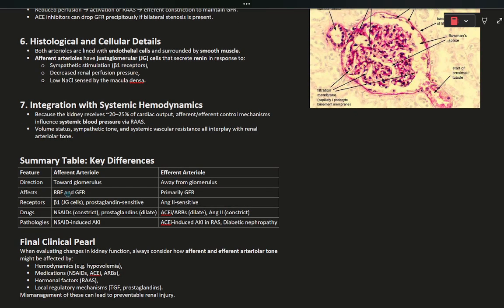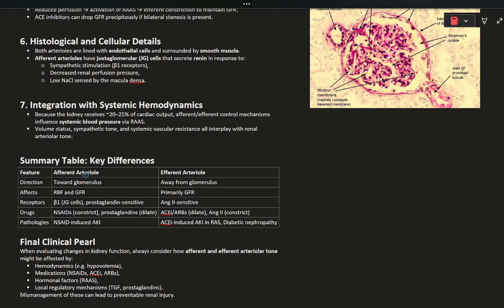So in summary, the afferent arteriole heads towards the glomerulus, while the efferent arteriole goes away from it. The afferent arteriole affects renal blood flow and GFR, while the efferent arteriole primarily affects GFR. The receptors involved in the afferent arteriole include the beta-1 receptors in the juxtaglomerular cells. It is also prostaglandin sensitive. While the efferent arteriole is sensitive to angiotensin II.